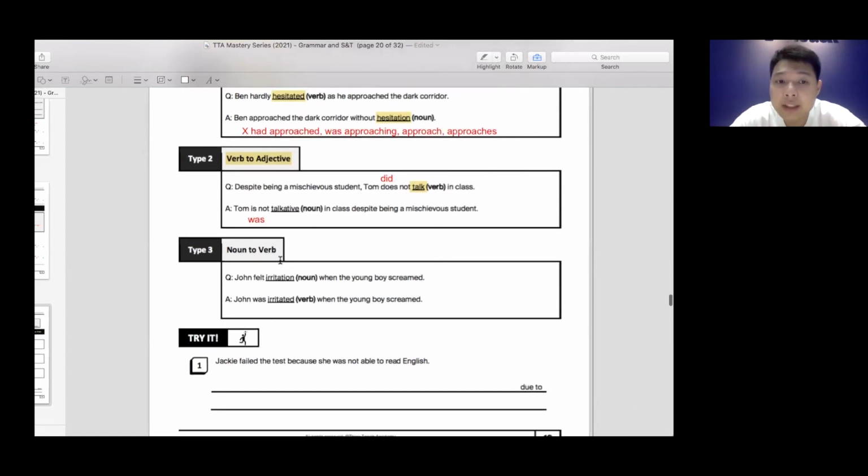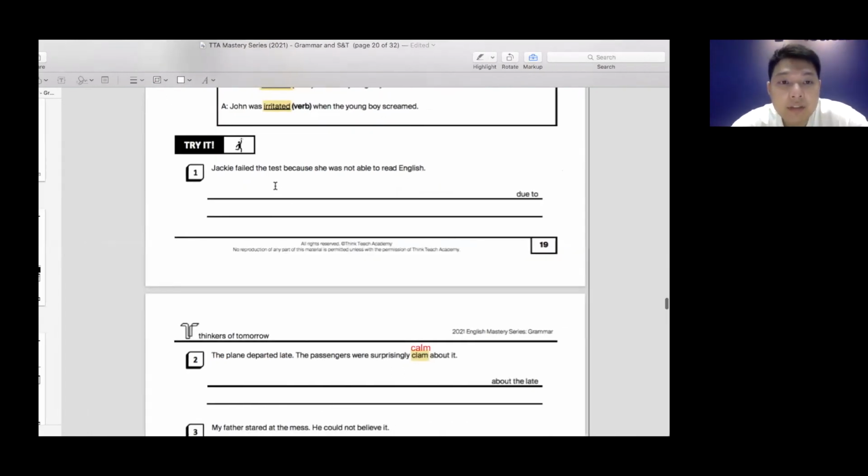Question type number 3, same thing, noun to verb. I'm testing you whether you know how to change irritation to irritated. Irritation is the noun, irritated is the adjective form. Then you notice scream, past tense, I keep past tense. Felt is in past tense, and that's why it is was and not is. Understand? Okay.